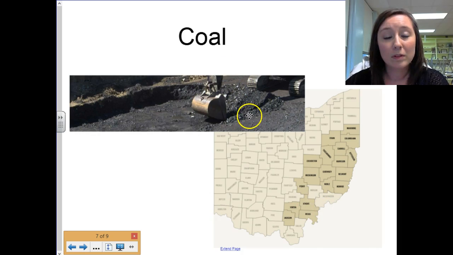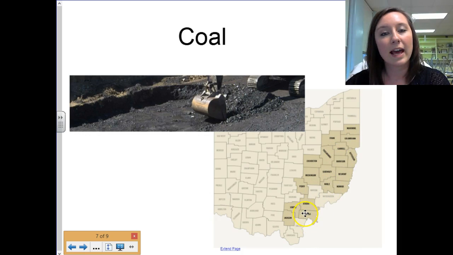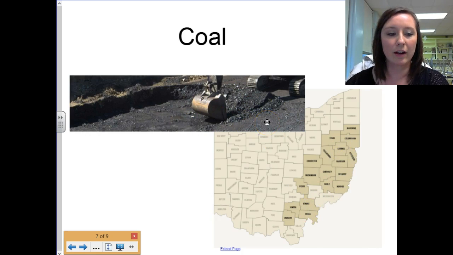But coal is a sedimentary rock that we have in Ohio, and it's really more so along the east. And why that's popping up is because we are in the foothills of the Appalachian Mountains on the east side of Ohio. So we are getting a lot of coal production over there.